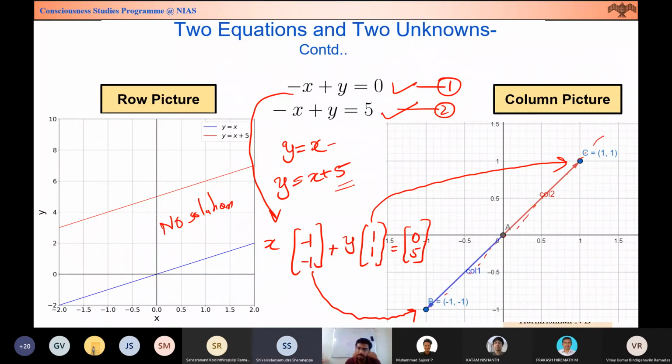They're actually in the same direction. The line may not be the correct one. I can say they are in the same direction. And where is (0, 5)? (0, 5) is somewhere here, somewhere above.